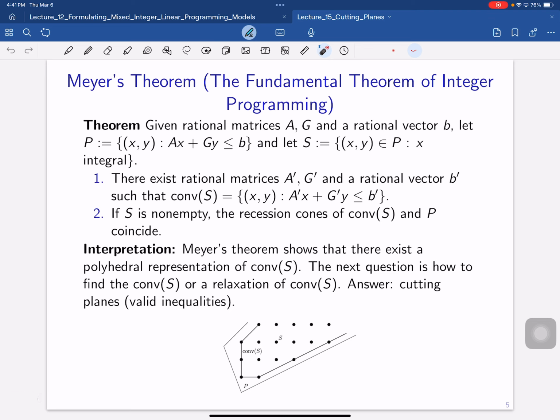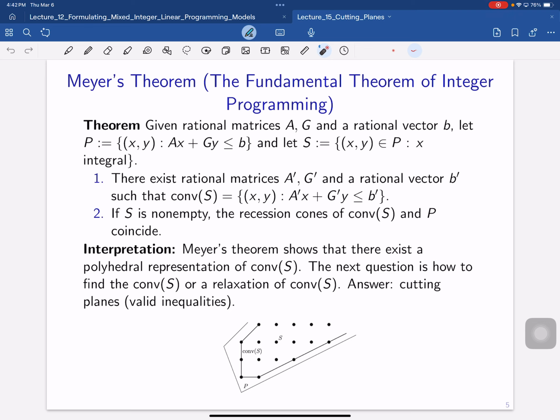So this observation is actually general for any mixed integer linear program. Basically, Meyer's theorem is saying if you have rational matrices A and G and a rational vector b, and the problem is described by Ax + Gy ≤ b, and then let the set S be (x, y) in the polyhedral set P and x being integral, right? So this set S is basically a mixed integer set, right? y is a continuous variable, x being the integral variable, right?